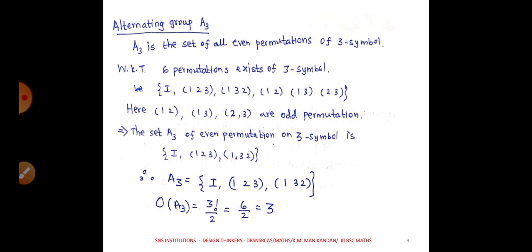Here the even permutation (1 2 3) on 3 symbols is obtained as follows. There are two shifts available: 1 mapped to 2 and 2 mapped to 3. There are 2 shifts, so therefore it is an even permutation.